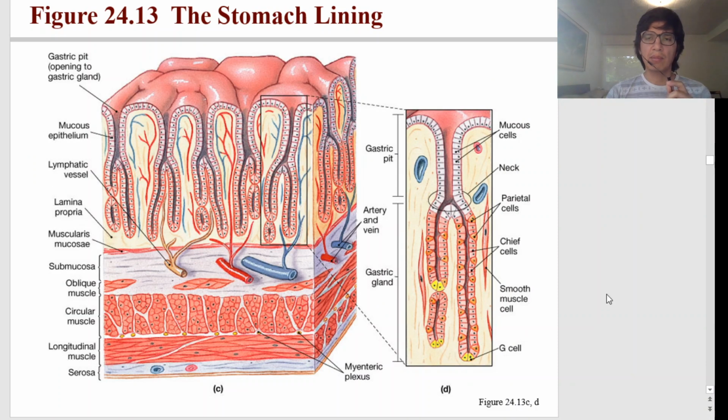Here's a schematic view of what we're referring to. So here you have this layer of simple columnar epithelium that is connected to these glands. And within these glands, you have your parietal cells, chief cells, and G cells, all part of the mucosa.